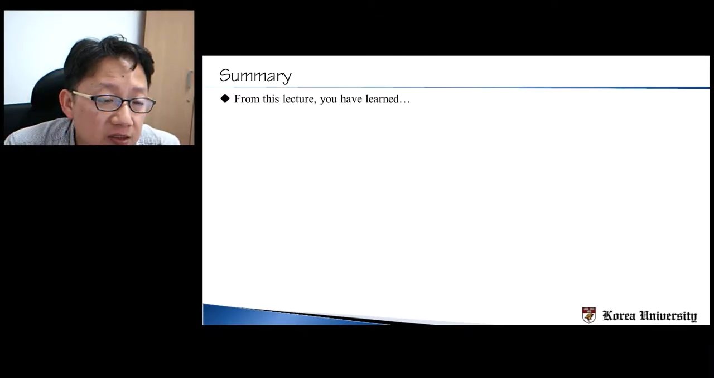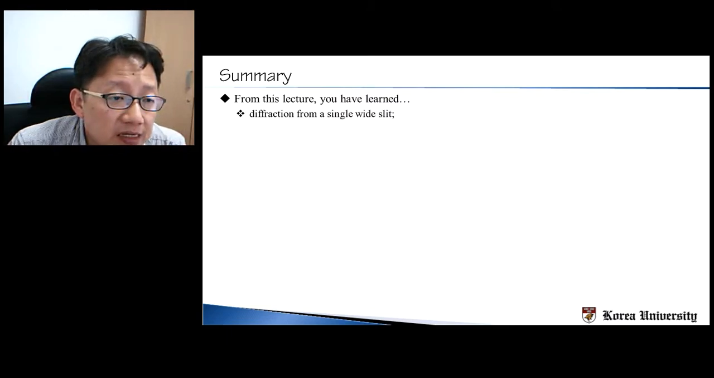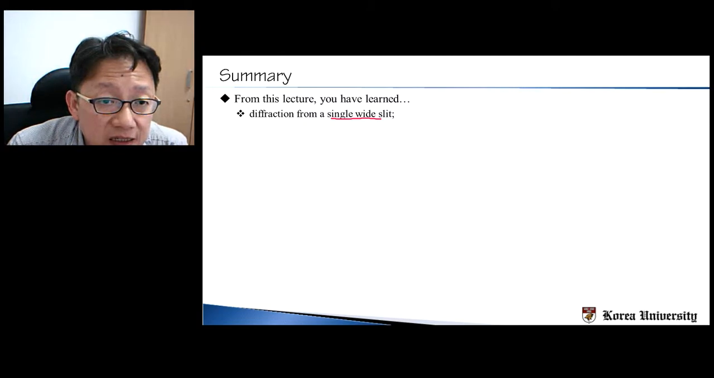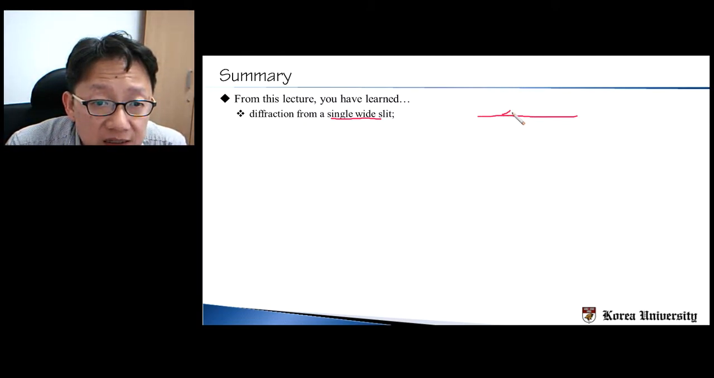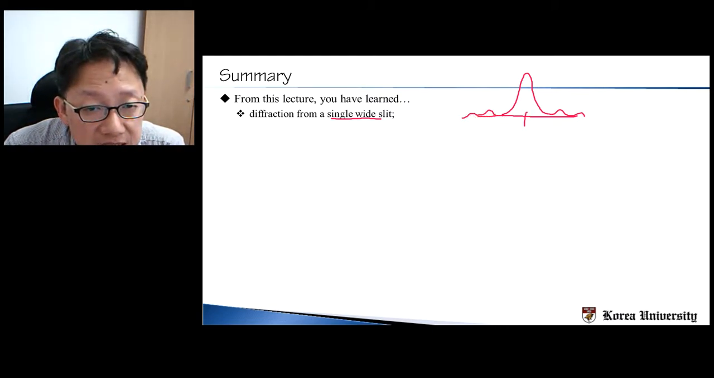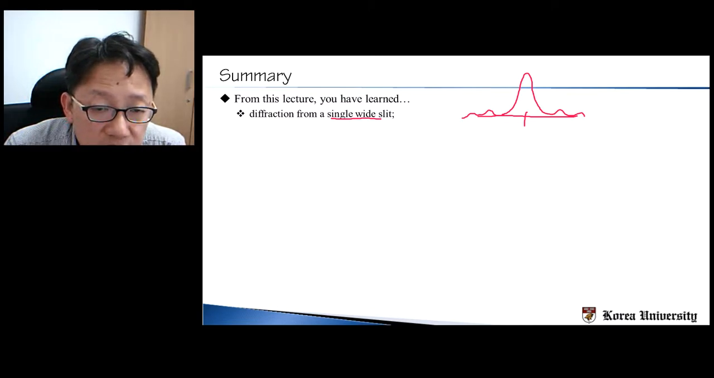Alright, finally let's make a summary of this lecture. Here we first learned the diffraction from a single wide slit. As a summary, let's try to draw the graph of the intensity pattern. From the single wide slit, the pattern looked like this. The central position, and the first minima, second minima, all of them can be summarized into this single equation, a sine theta equals m lambda.